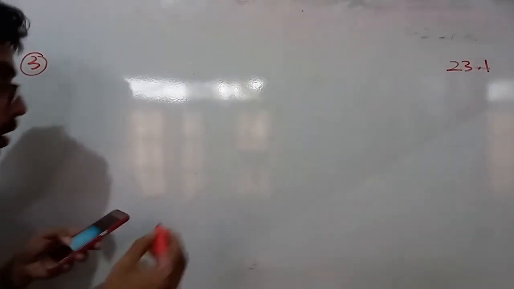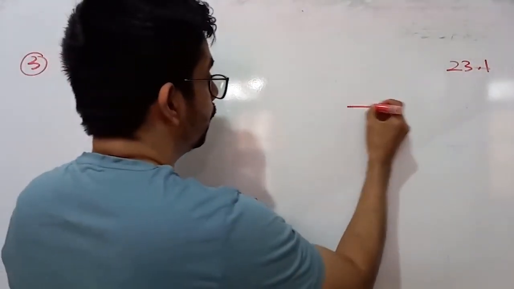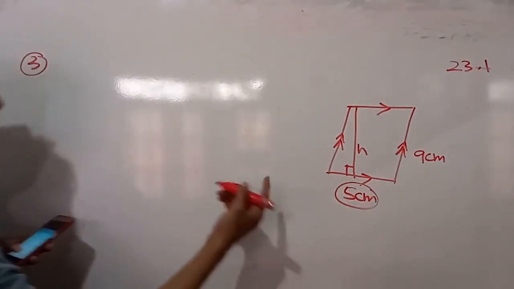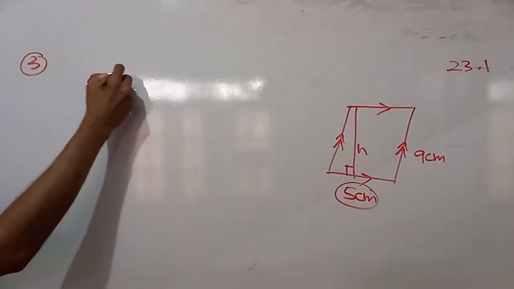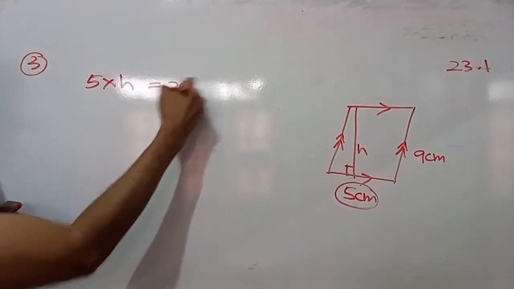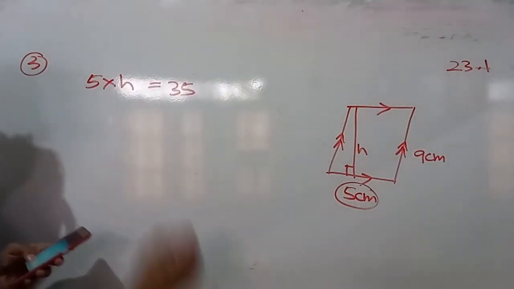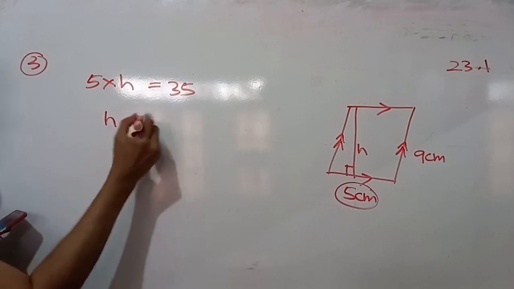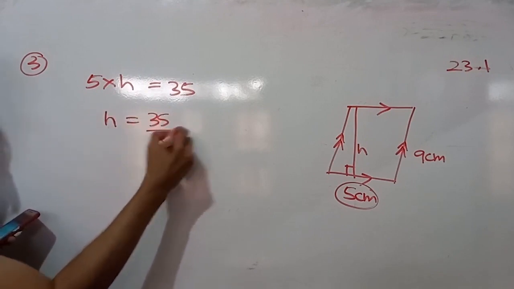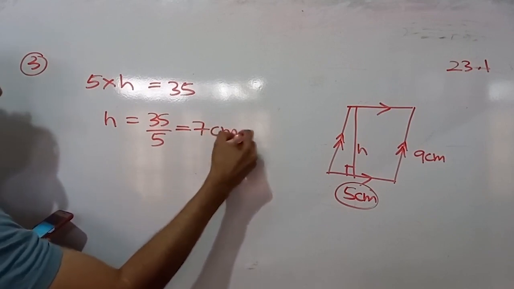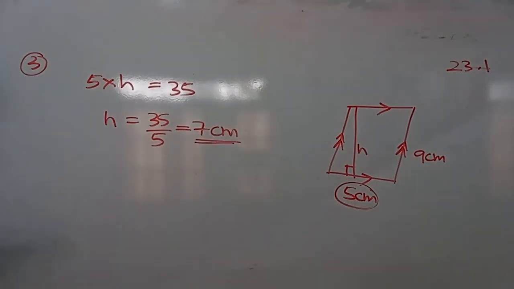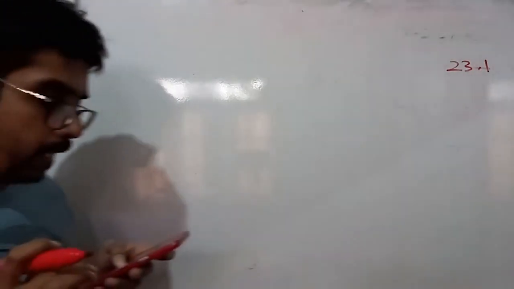Question number 3. If the area of the parallelogram in this figure is 35 square centimeters, find the value of h. Right. So we will draw the figure. So the area is given. Right. So we can write 5 times h, that is what? 35. Area එක දීලානේ තියෙන්නේ. h හොයන්න තියෙන්නේ. So h is what? 35 divided by 5. So we get what? 7 centimeters. So the height is what? 7 centimeters.